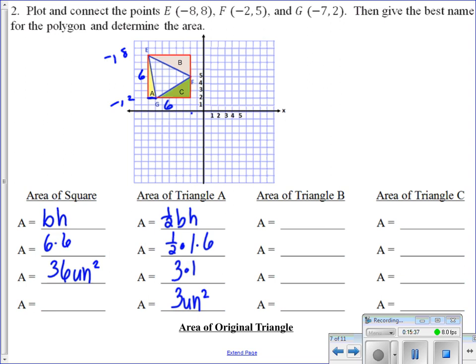Now let's do B. What is the base of B? 6. And what is my height? It goes from 5 to 8.